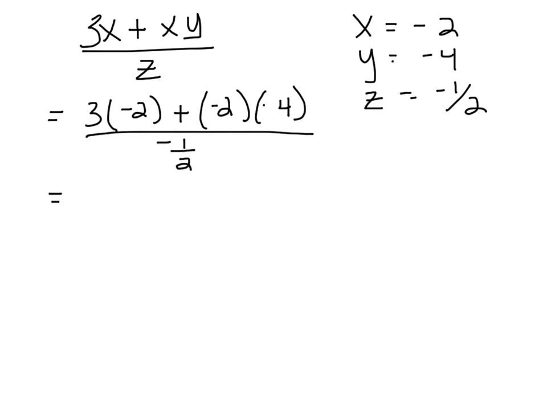Let's solve. We're going to do our multiplication first. 3 times negative 2 is negative 6, plus a negative 2 times a negative 4 is a positive 8, divided by a negative 1/2. A negative 6 plus 8 is 2, divided by a negative 1/2.